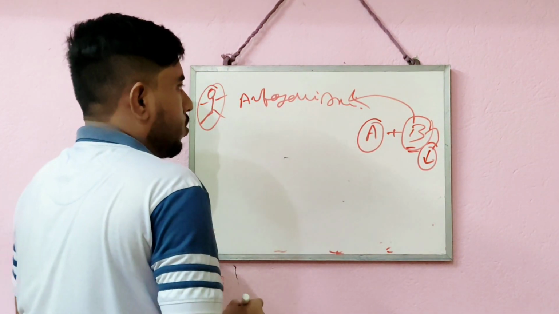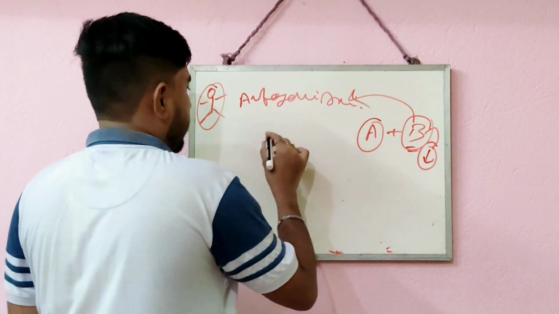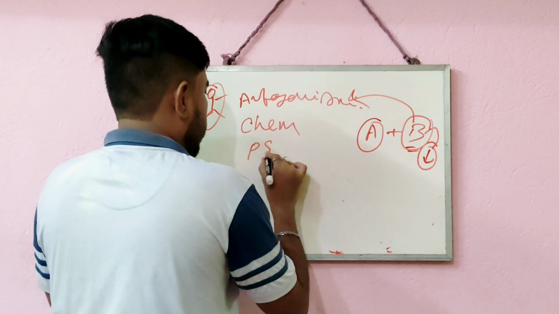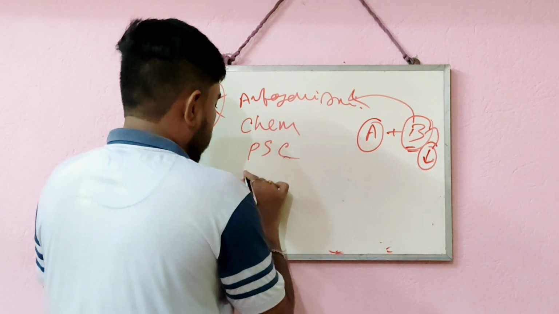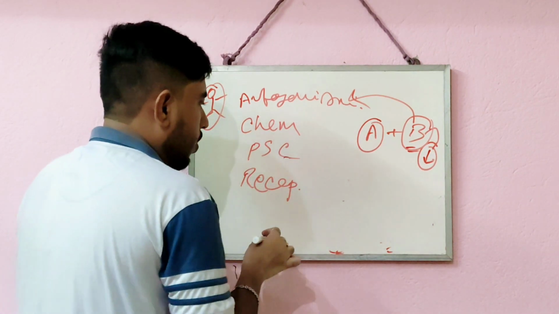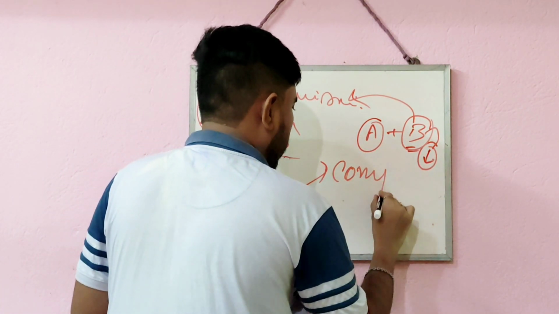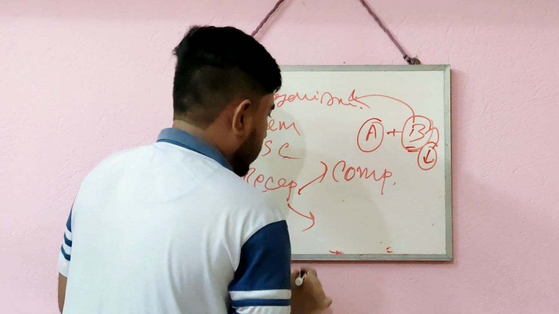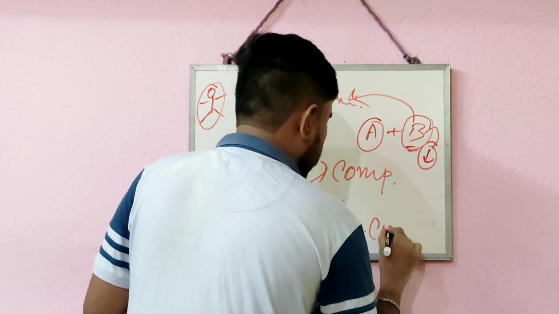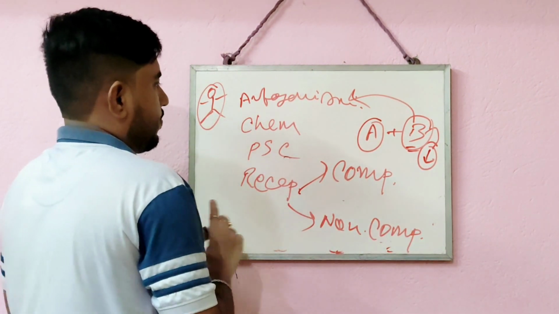Now antagonism is also classified into different parts: chemical, another one is physical, and the third one is receptor antagonism. And receptor antagonism is also of two types. One is competitive receptor antagonism, and the second one is non-competitive receptor antagonism, which we are going to discuss in the next slide.